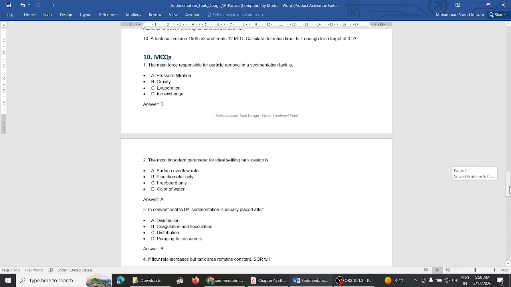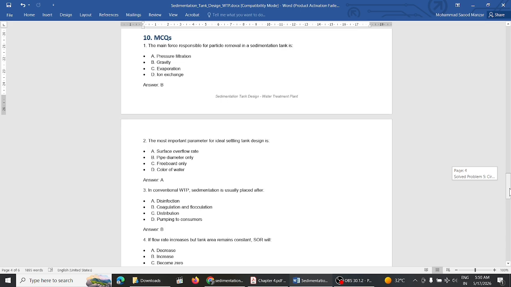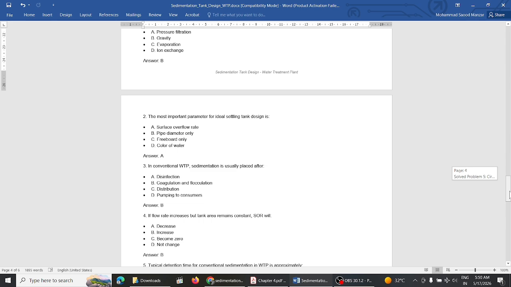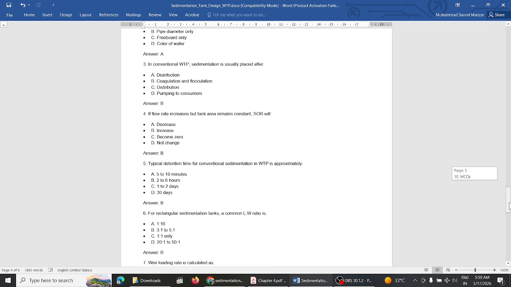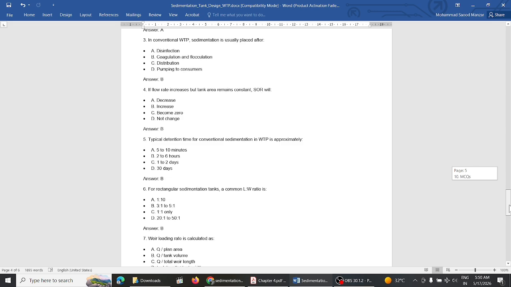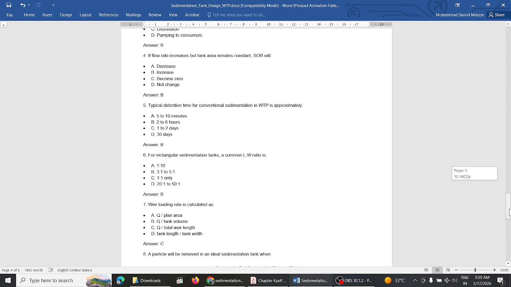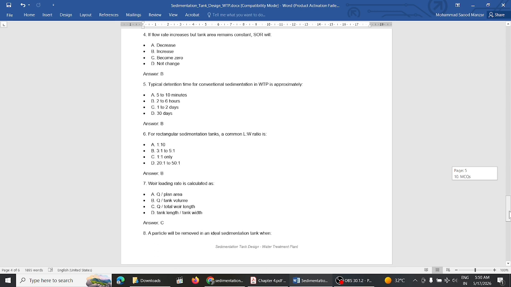In a conventional WTP, the sedimentation tank uses pressure, water. So it is coagulation and flocculation. If the flow rate increases but tank area remains constant, SOR will increase or decrease? It will increase because SOR is equal to Q upon A. Detention time is 5 to 10 minutes, or 2 to 6 hours. Now L to B ratio is 3:1 to 5:1. Weir loading is calculated as Q upon plan area, or Q upon tank volume? So this is Q upon total weir length.